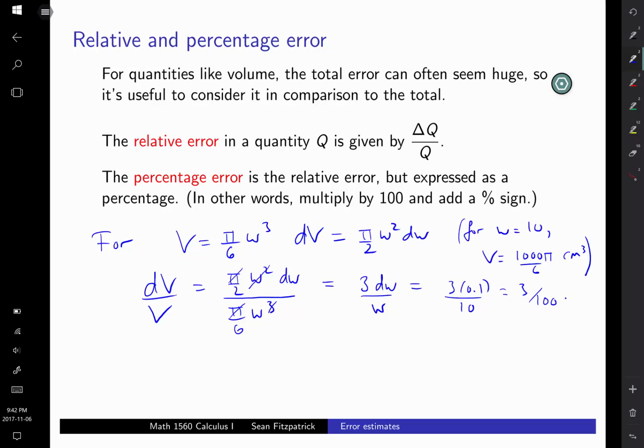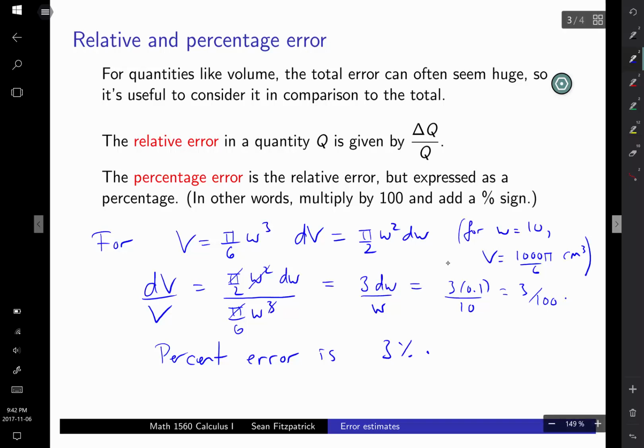And sometimes it's also convenient to convert this to a percent error. So 3 over 100 expressed as a percentage would be simply 3%. And a 3% error isn't great, but we had a 1% error in our original measurements, so being off by 3% for a volume calculation seems maybe not so bad.